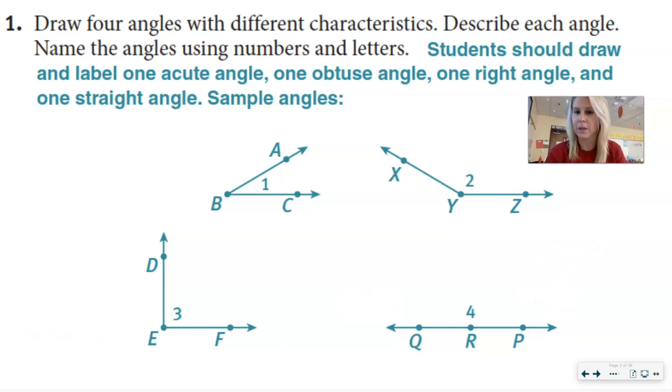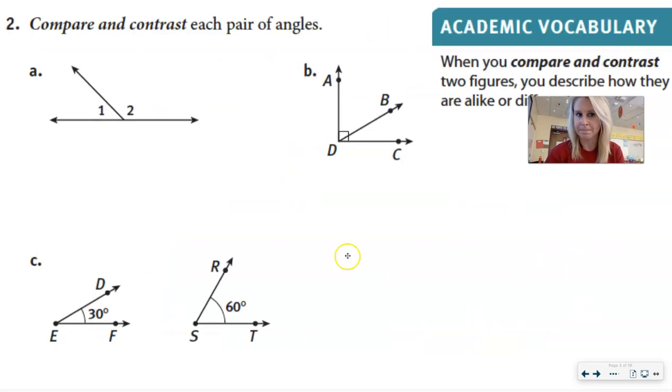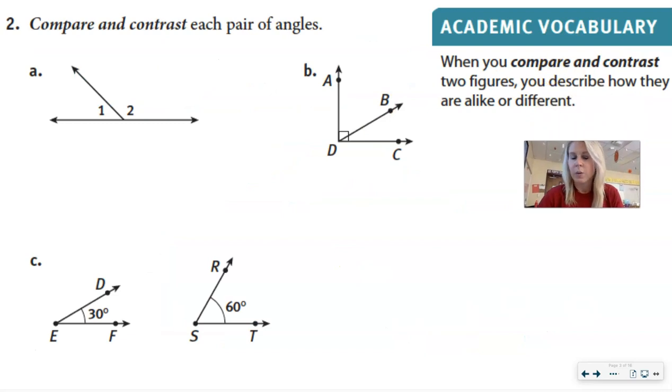All right, moving on. What we're going to do next, I want you to compare and contrast each pair of angles. Let's look at our academic vocabulary. When you compare and contrast 2 figures, you're describing how they're alike and how they're different. So we have part A, B, C, and D. Try not to get these 2 confused.